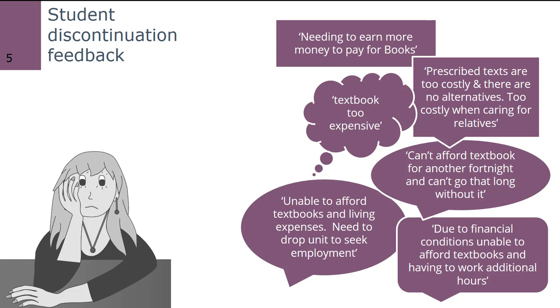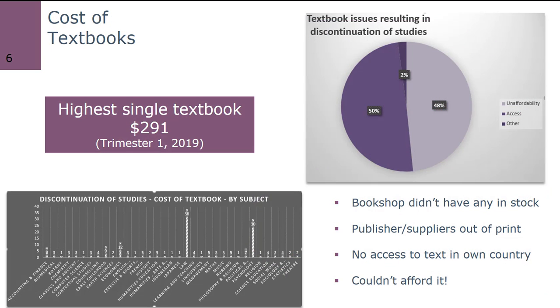I did some research back in 2019 and had a look at the student discontinuation feedback data. I found hundreds of students had left due to high cost or lack of access to textbooks. On screen are some actual quotes from some of the students as to why they had to leave. Textbooks are averaging $120 a pop here at UNE. Back in 2019, trimester 1 between law and psychology, some of the texts were as high as $300, and I've heard of higher in other places.